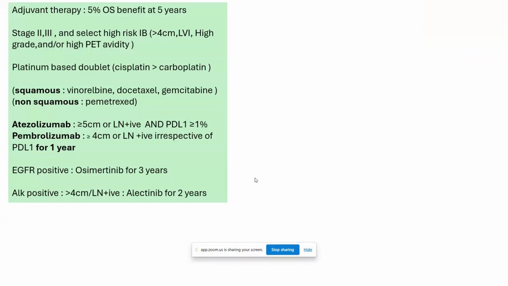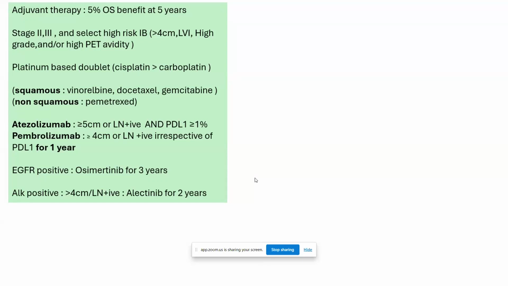Please go ahead. Okay. So the first slide is basically on the treatment outline of lung cancer. Once the patient has been operated, we go for adjuvant therapy for all stage 2 and stage 3, and for select high risk stage 1B, that is the patients having more than 4 centimeter tumors or LVI or a high grade tumor. For these tumors, we choose to give adjuvant therapy in the form of a platinum based doublet, which is cisplatin or carboplatin. Obviously cisplatin is preferred over carboplatin.